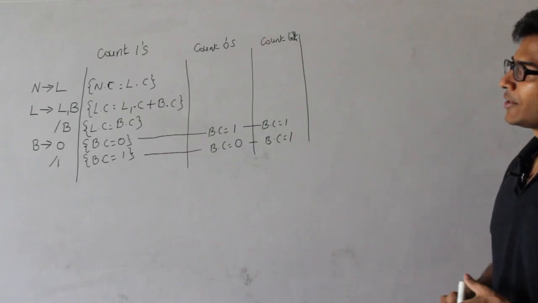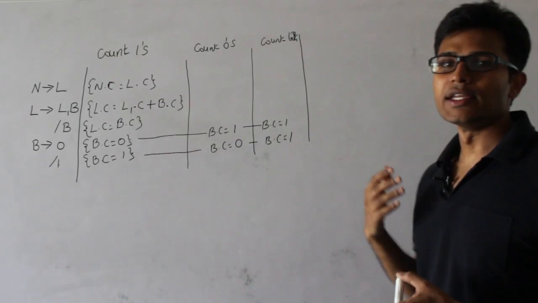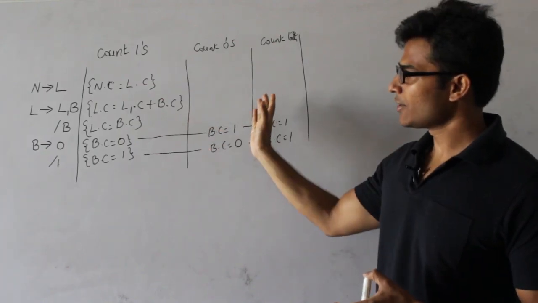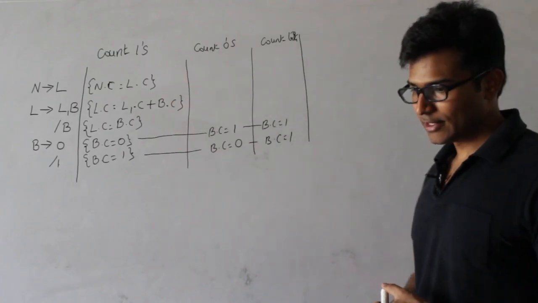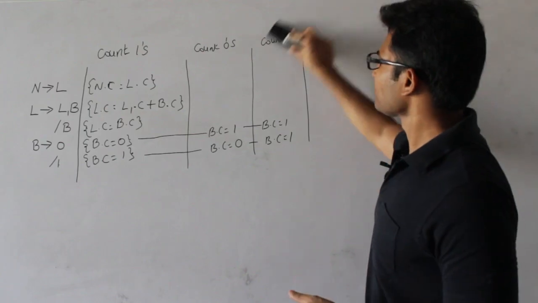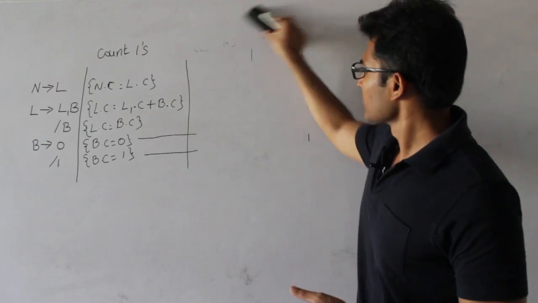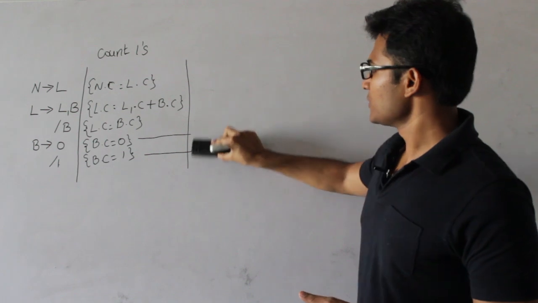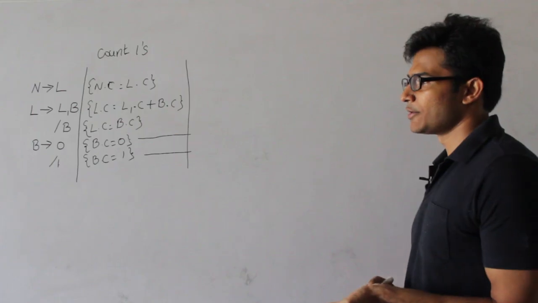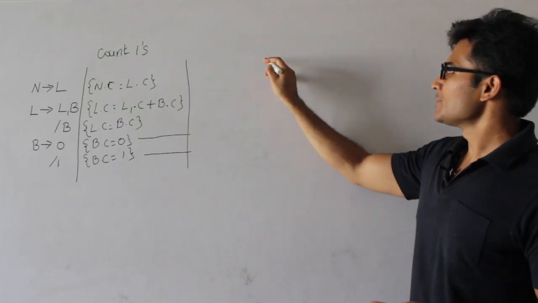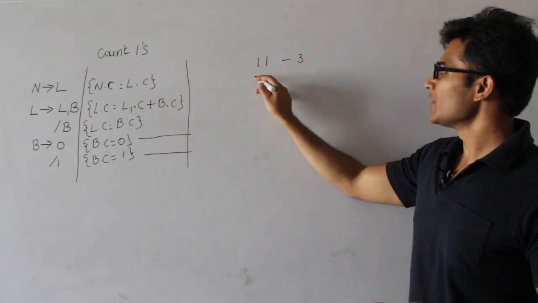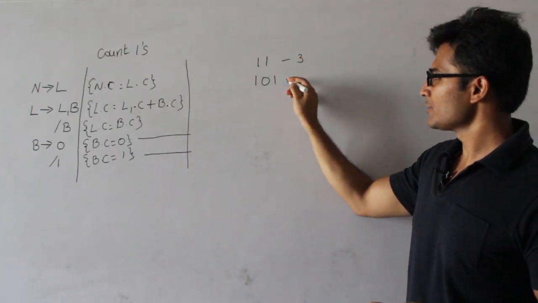Now, given a binary number, I want to find its value in decimal. So I want to convert a binary number to a decimal number using this grammar. First of all, I'll give you some examples. We have to understand some properties about binary numbers, or any number system in general. If I have a number, let us say 11, what is its decimal value? The decimal value is 3. If I have the number 101, what is its decimal value?